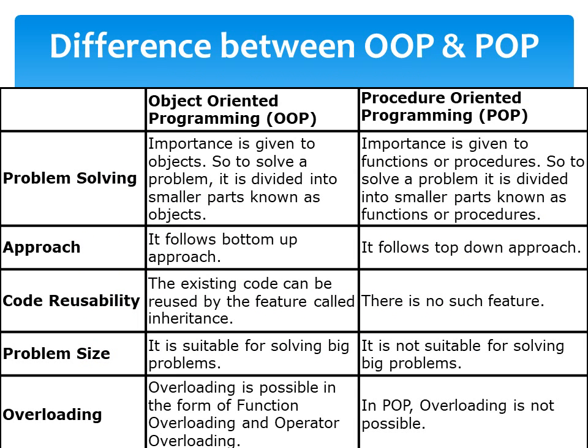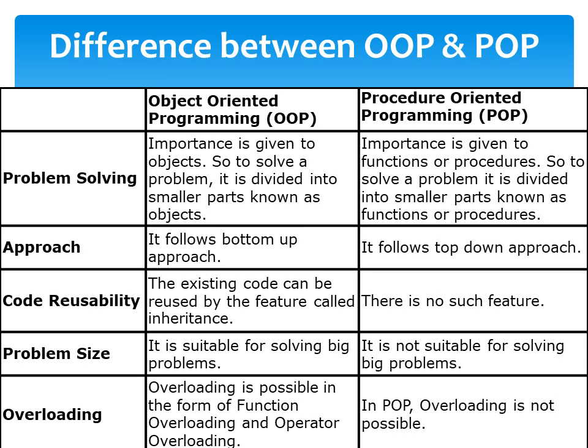Difference between object oriented programming and procedure oriented programming. First, problem solving. In object oriented programming, problems are divided into smaller parts called objects. In procedure oriented programming, the problem is divided into smaller parts called functions.